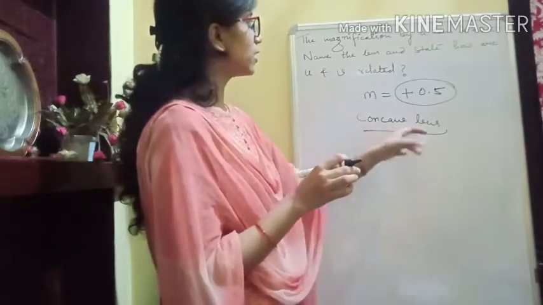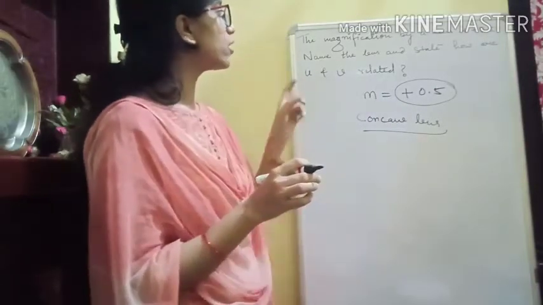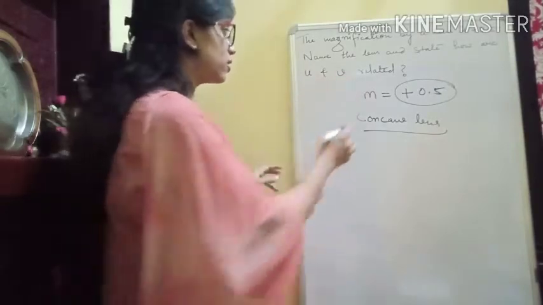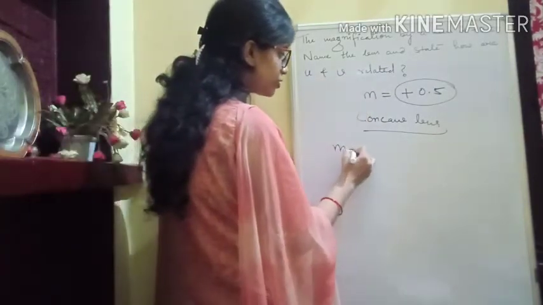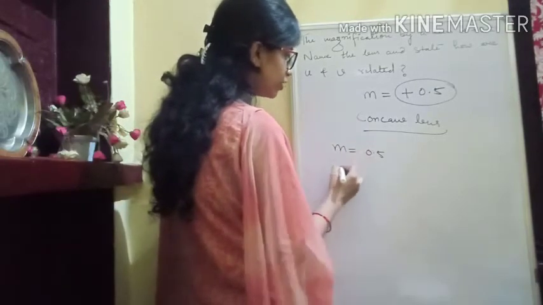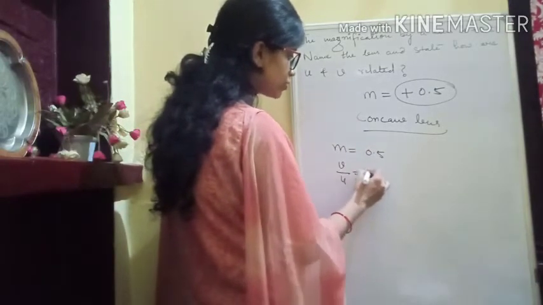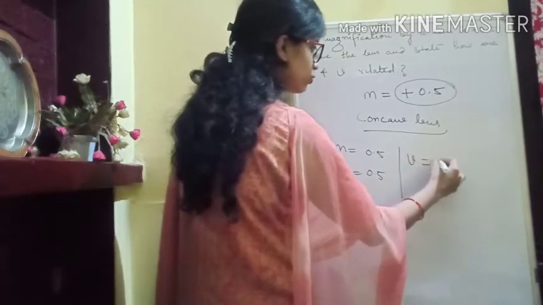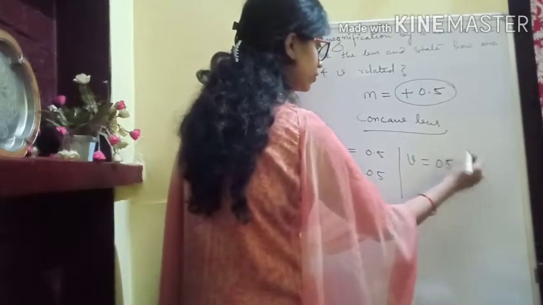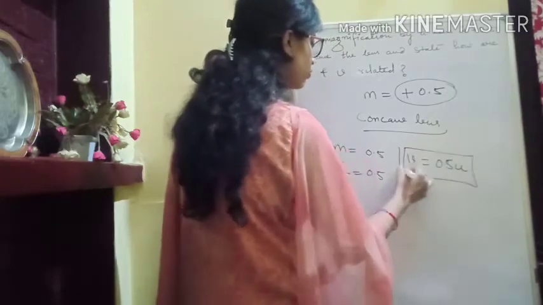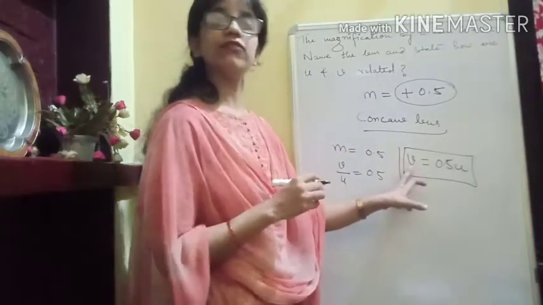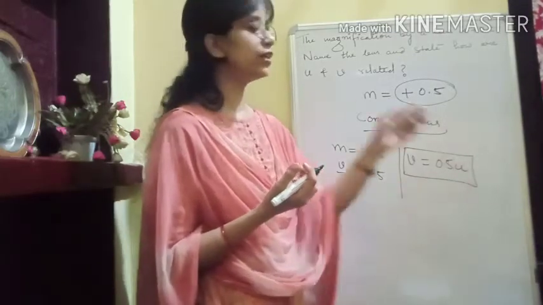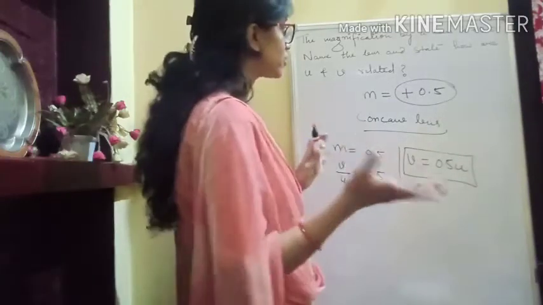And now name the lens. We have named the lens already, and then state how u and v are related, the position of the object and the position of the image. Since m is 0.5, we know m is v upon u, which equals 0.5. So v will be equal to 0.5 u. That means the position of the image will be 0.5 times the position of the object, and that's how we simplify the questions.